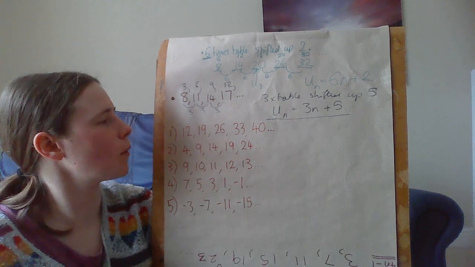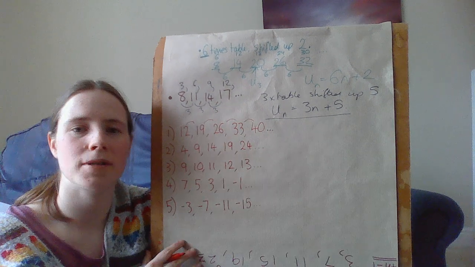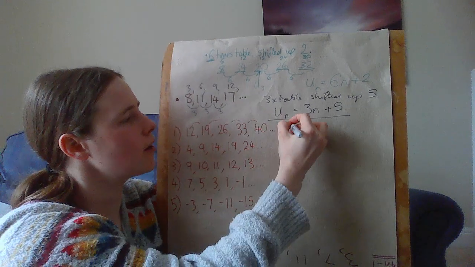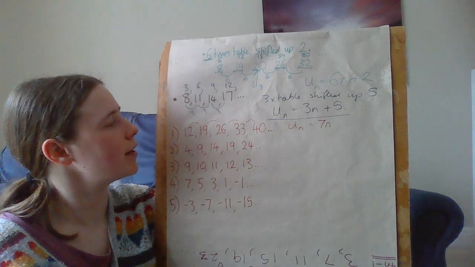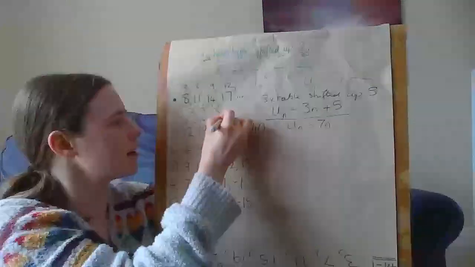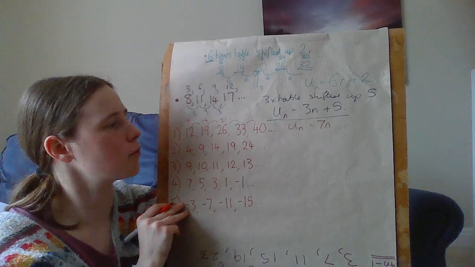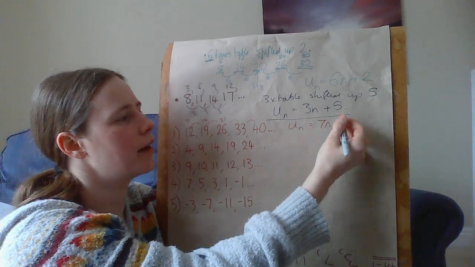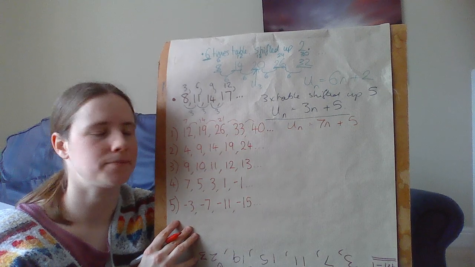Okay, so question number 1. This sequence is going up in 7s each time. It has a common difference of 7. So we know that our sequence is related to the 7 times table. If we listed the 7 times table above it, which I'll just do for this one so you can see it, hopefully you can see that it's a gap of 5 every time. So this formula is u_n equals 7n plus 5. 7 times table shifted up 5.